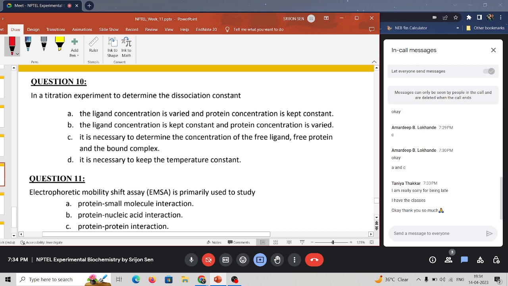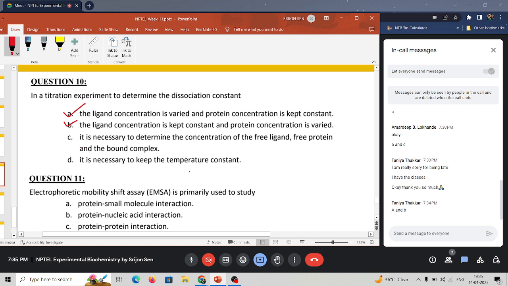This is an MSQ question, so more than one option is correct. You say A and B. The ligand concentration is varied and the protein concentration is kept constant. That is right. The ligand concentration is kept constant and the protein concentration is varied. That is also right. It is necessary to determine the concentration of the free ligand, free protein and the bound complex. No, that is not right.